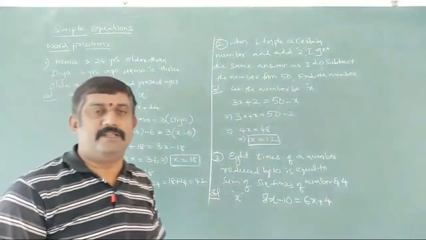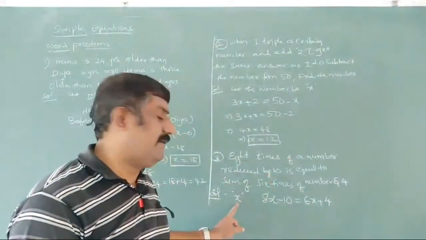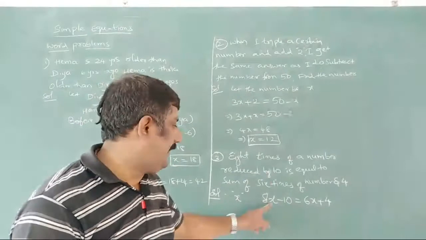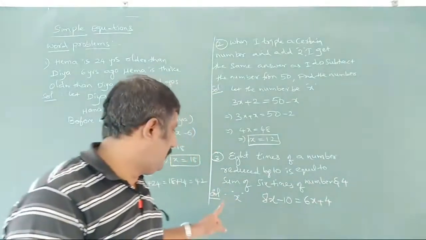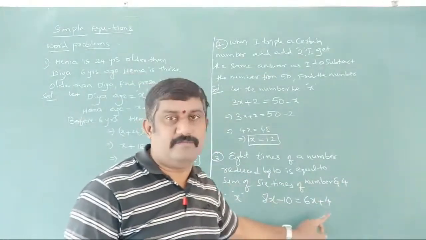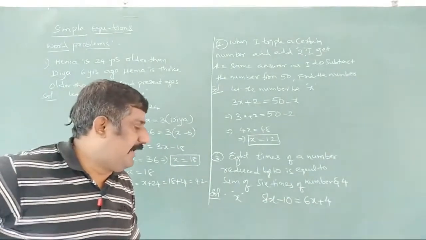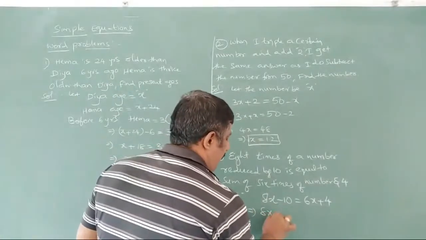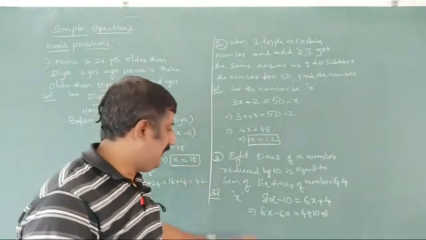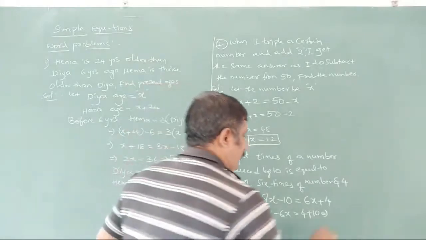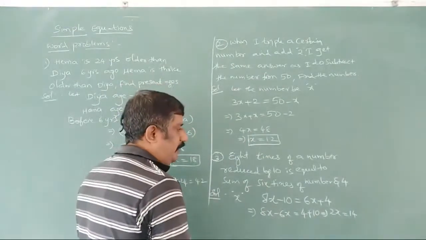So we have to convert this into a linear equation in one variable. 8 times of a number, what is the number we are assuming it as? X we are assuming it as. Now 8 times of x minus 10 is equal to 6 times of the number and 4, sum of. Sum of means plus we have to do, so 6x plus 4. Now transpose x to one side and constants to another side. We get 8x minus 6x is equal to 4 plus 10, or else 8x minus 6x is 2x is equal to 14. Then what is the x value going to be?